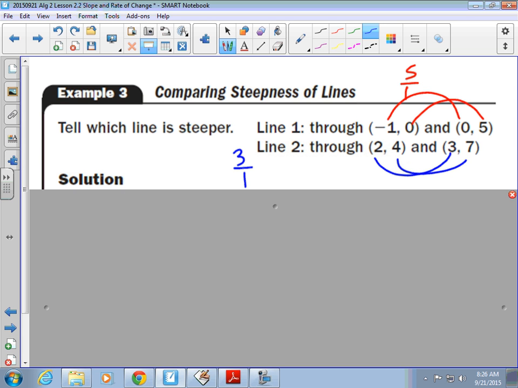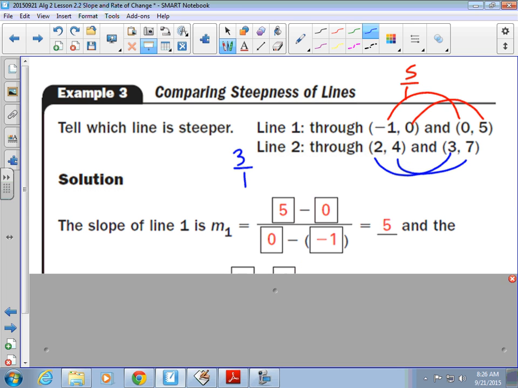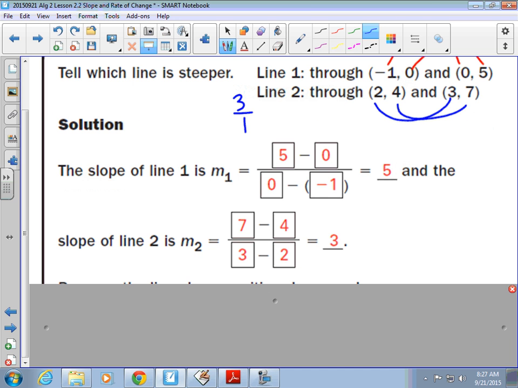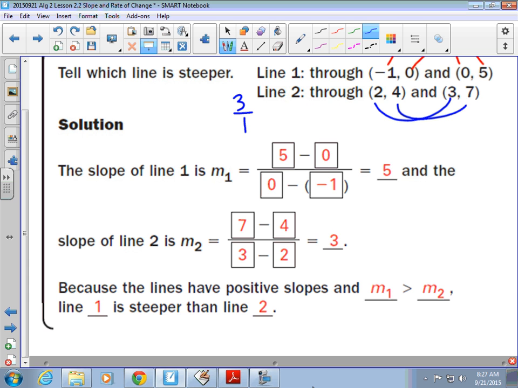The steeper slope is the one that has the bigger value. It's not just the bigger number, it's the bigger absolute value, because it can be negative or positive. So the first line, again, here it is in the slope formula. 5 minus 0 and 0 minus the -1, which is 1. And here it is, 7 minus 4 is 3, and 3 minus 2 is 1. Again, 3. So when you compare those two slopes, 5 and 3, the slope of line 1 is steeper than the slope of line 2, because it's 5.